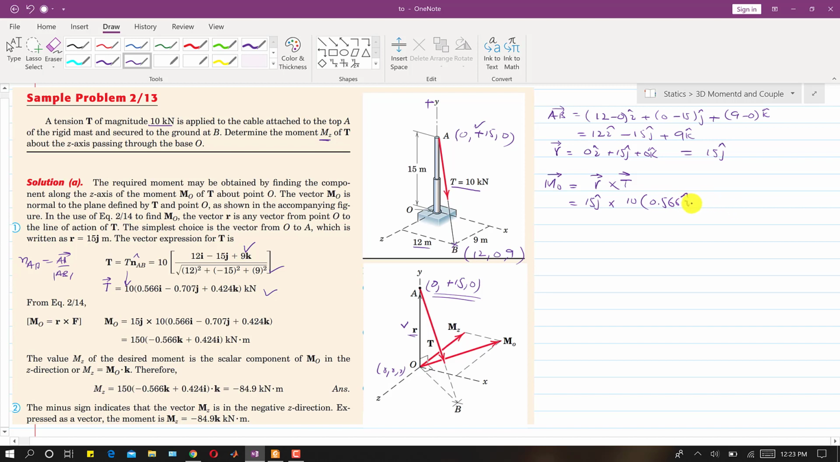0.566i minus 0.707j plus 0.424k, right? So this is that t vector from here. Now if we take the cross product of this, we will write it in a determinant form. So i, j and k, and this will be 0, 15 and 0. This is the r vector, right?